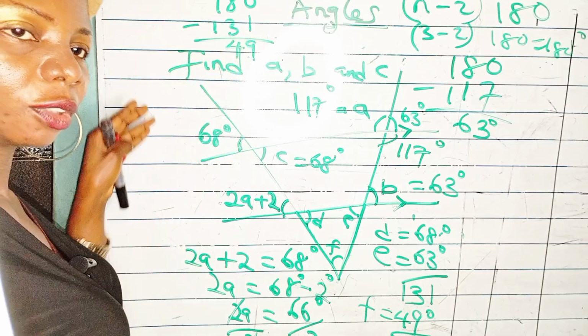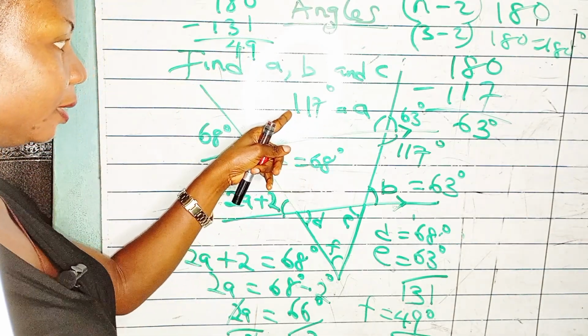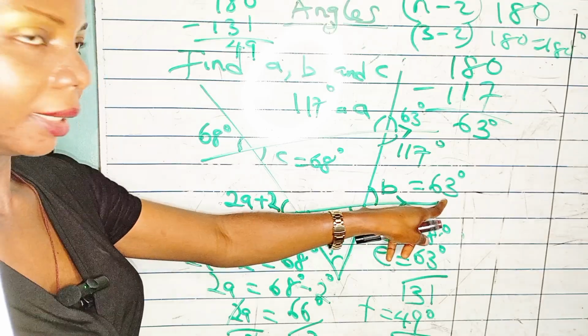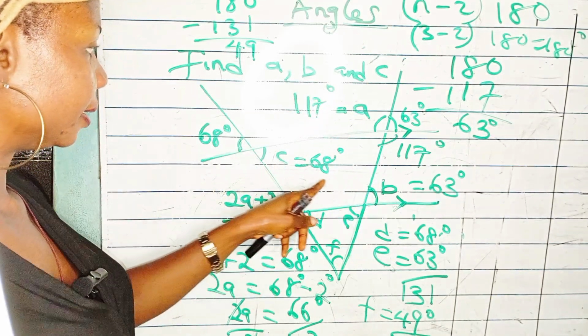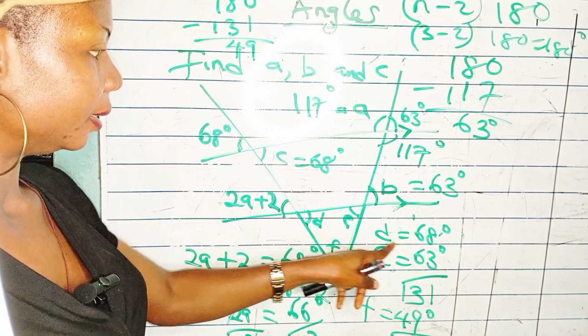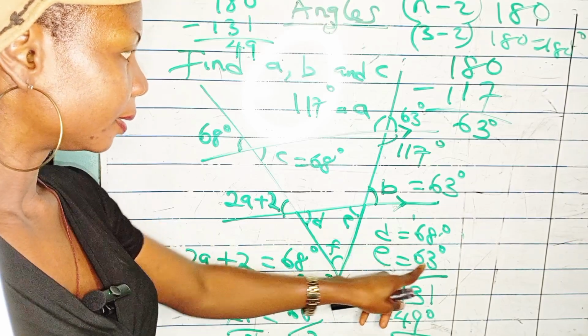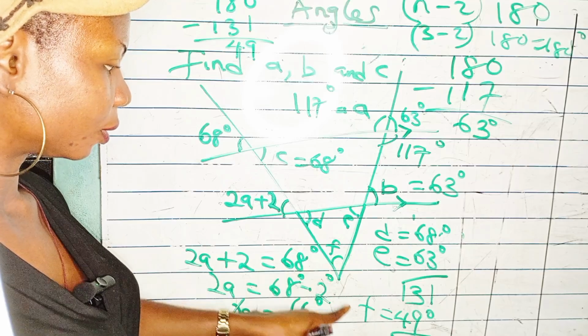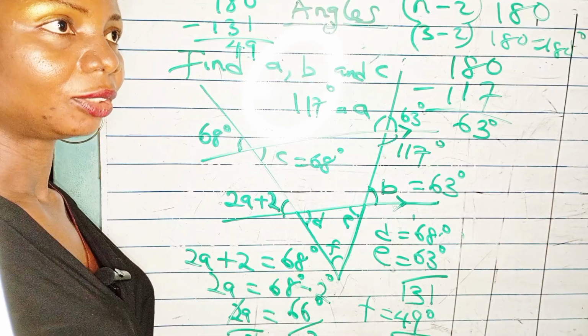So with this, we've solved this problem. Our A is here, 117 degrees. Our B is here, 63 degrees. Our C is here, 68 degrees. Our D is here, 68 degrees. Our E is here, 63 degrees. Our F is also here, 49 degrees. So with this, it's going to help you.